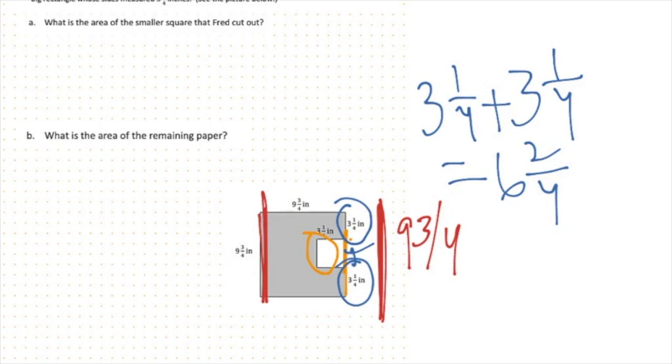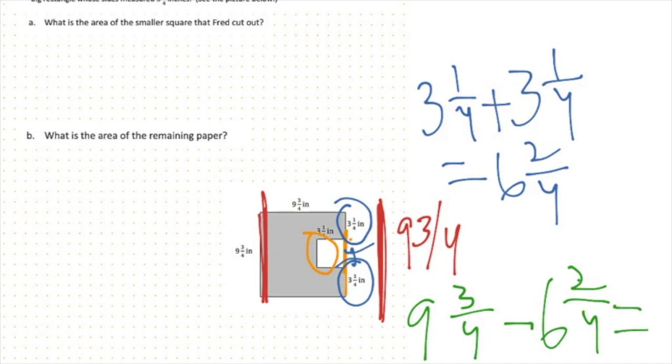And now, if I know that the whole part in red is 9 3/4, I can do what operation to find out what's remaining? Excellent. Subtract. Now I'm going to subtract 9 3/4 minus 6 2/4. And that answer would tell me what is that missing section in orange. So figure that out, push pause, and find out that missing side. Go.